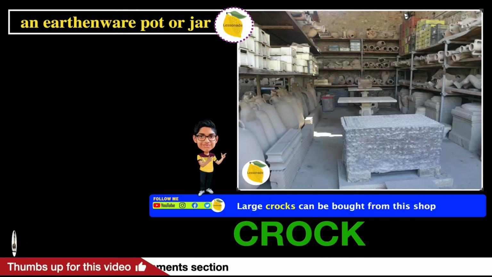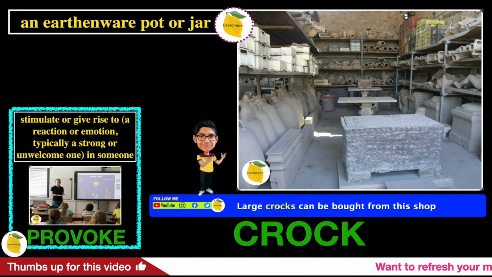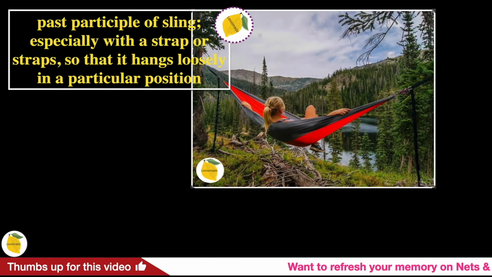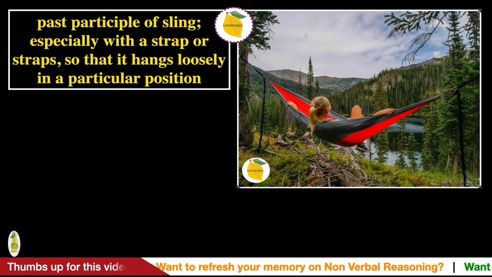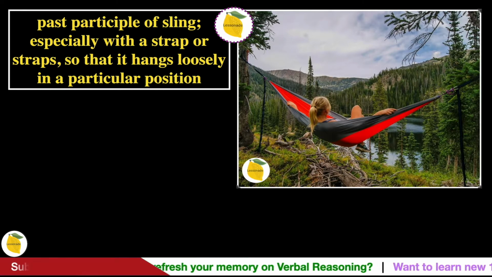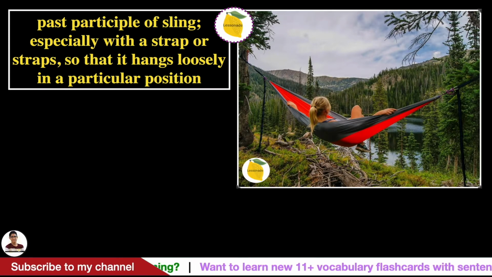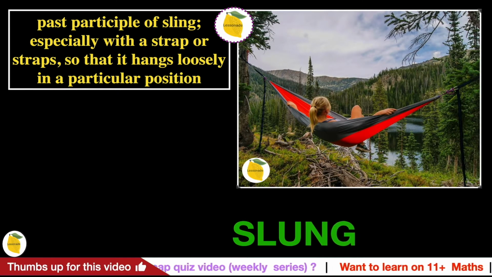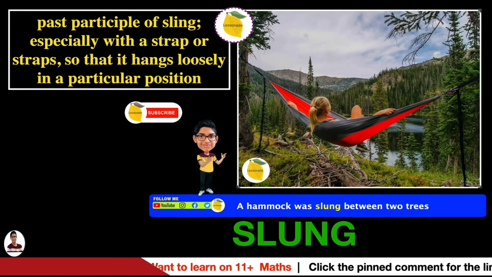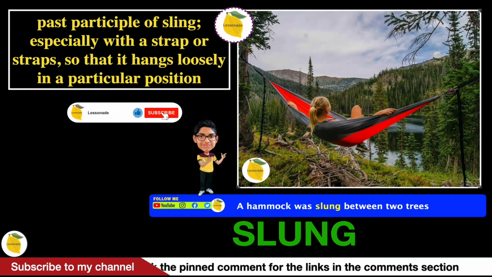So once again, before we go on to the next one, let's try to recall the previous slide, and the word we learned in the previous slide is provoke. Let's go on to the next one. The next definition we have is the past participle of sling, especially with a strap or straps, so that it hangs loosely in a particular position. In this picture, we can see someone who is lying on a sling with two straps so that it hangs loosely in a particular position, and therefore the word will be slung. And the sentence for this word is, a hammock was slung between two trees.